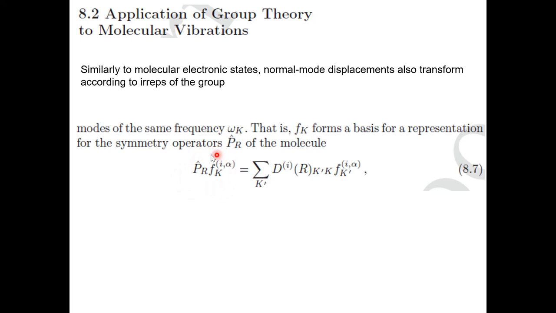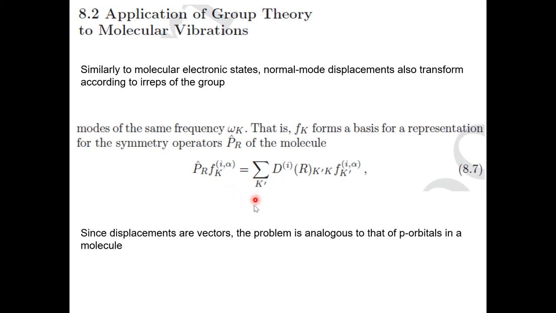Using the same argument that we did for the electronic states, we expect that when you apply some symmetry operation R to a given normal mode coordinate or normal mode displacement, we are going to obtain a linear combination of all normal modes that are degenerate in energy. They have the same frequency omega k. This is the same thing as saying that the normal mode coordinates are going to act as a basis for the irreducible representations of the group. So it's a complete analogy with respect to what we have seen already.